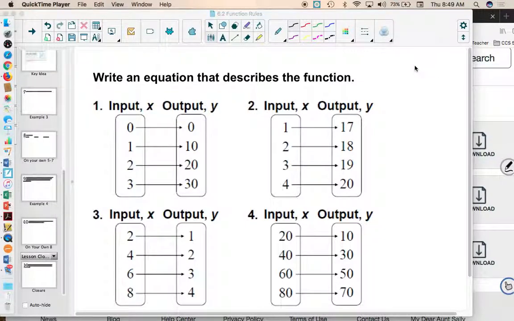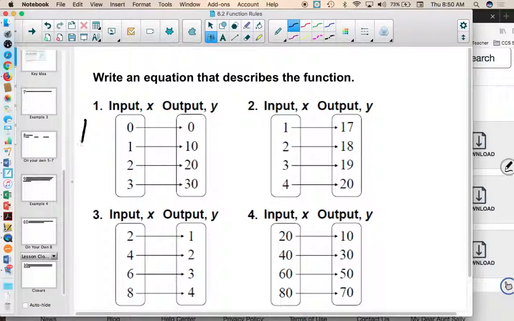So we should be able to take a look at these and write an equation as to what's going on. What's the change? Let's look at number one by itself. What is the change from x to y? What are we multiplying by? 10. Okay, so y equals 10x. Oops, I forgot the x. Okay.